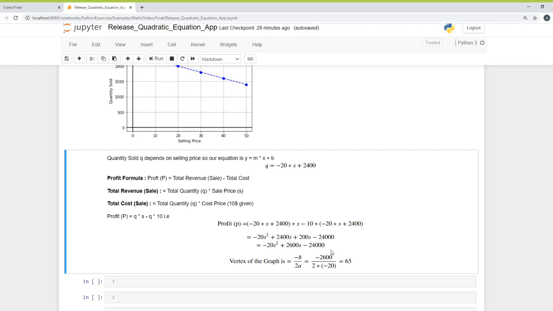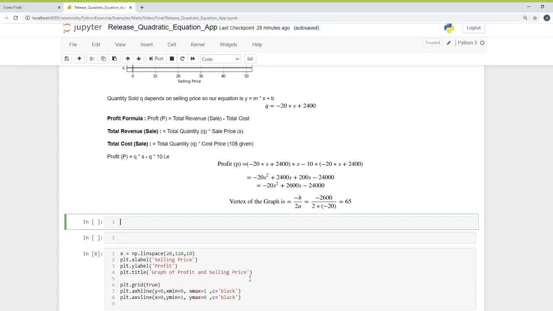From this equation we will get our selling price value at which we will get the maximized profit. And when you draw this equation, the vertex of its graph, at -b/2a, is the selling price at which we will get the maximized profit. So let's do it graphically. The vertex of the graph, -b/2a, is equal to 65. So 65 is our selling price at which we will get the maximized profit. Let's do it graphically.